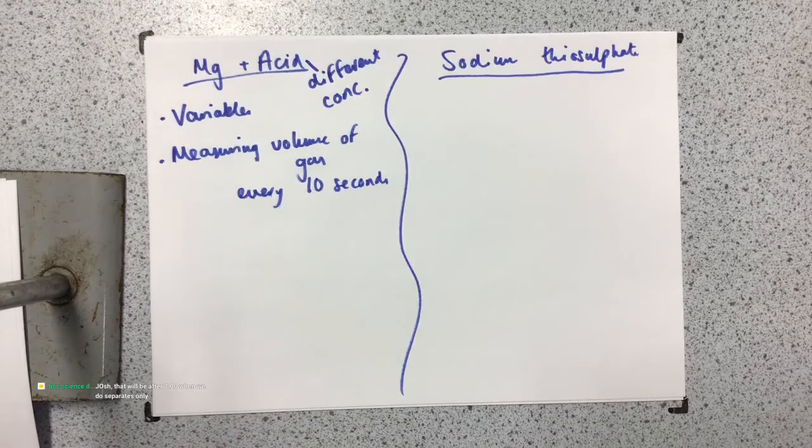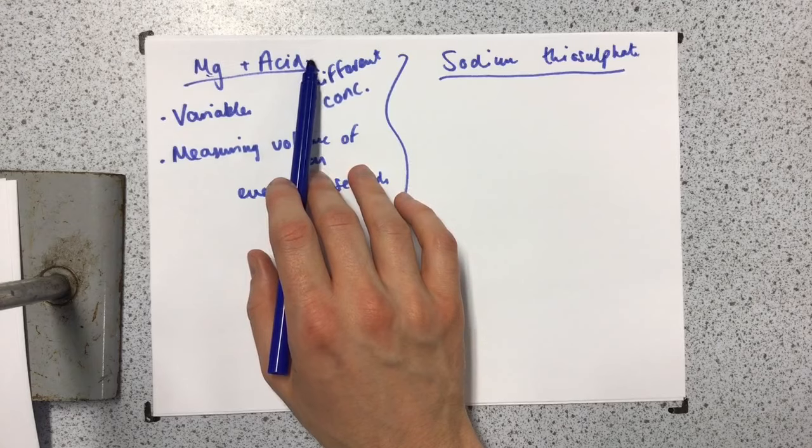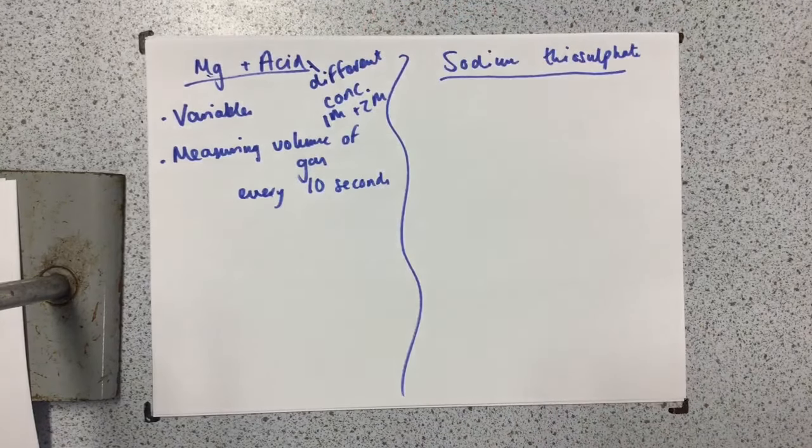And then also thinking about what you would control. So you'd control the mass of your magnesium, you'd control the volume of acid that you were using each time. So you might use 1 molar and 2, just depending. They could change that though. They could change that practical and give you different reactants, but it'd be the same principle.